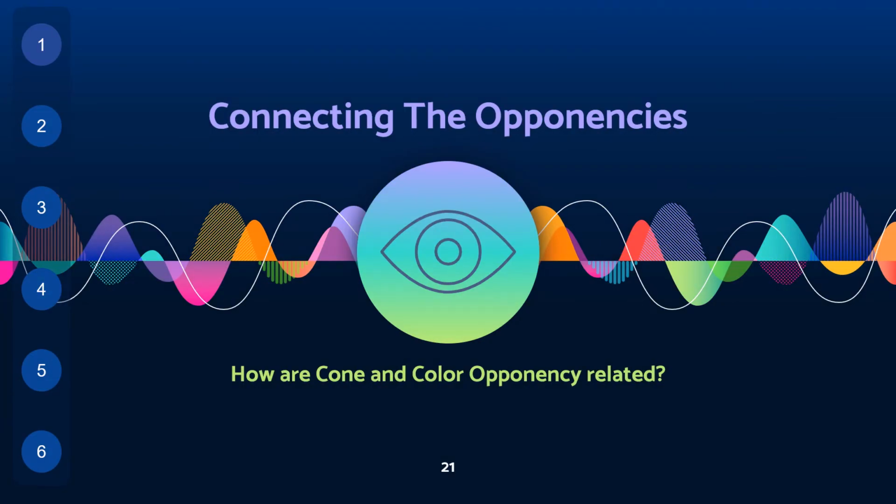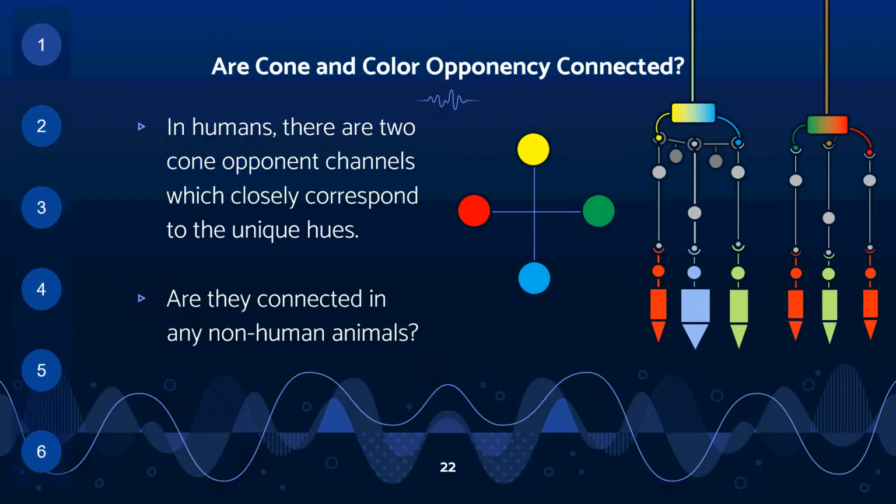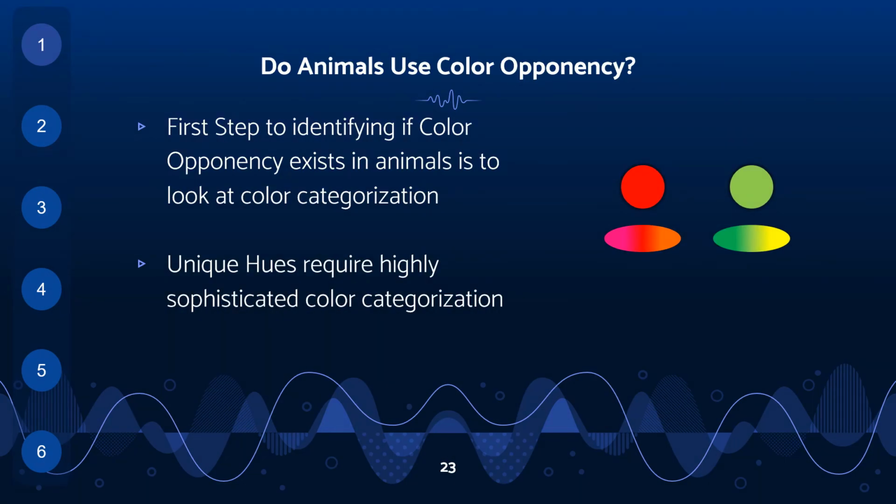So now that we know the difference between cone opponency and color opponency, how are they connected? Well, in humans, they seem very closely connected. There are two cone opponent channels which closely correspond to the unique hues. But are they connected in any non-human animals? Well, we'll first need to determine if any animals actually use color opponency. The starting place should be animals which use color categorization, but not just any color categorization will get us to unique hues. It needs to be a sophisticated categorization, which can determine if a color is primary or composed.